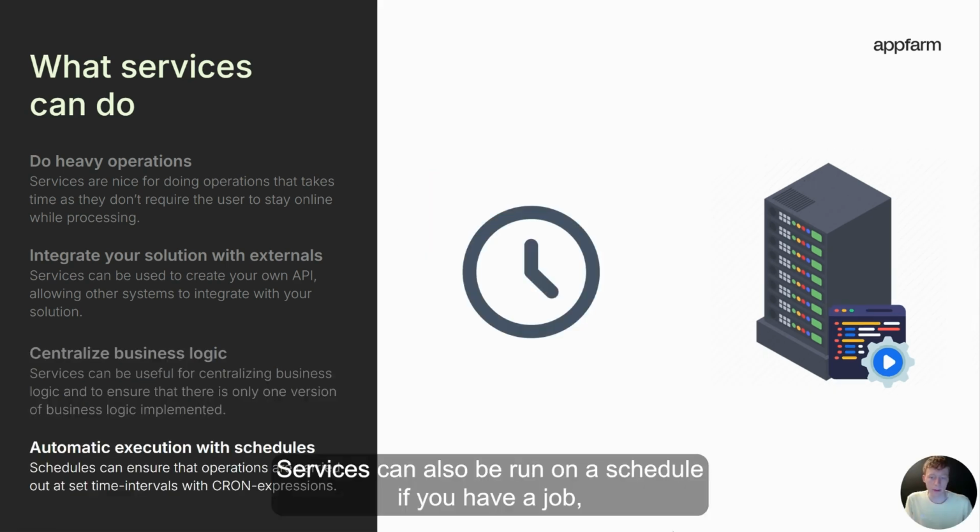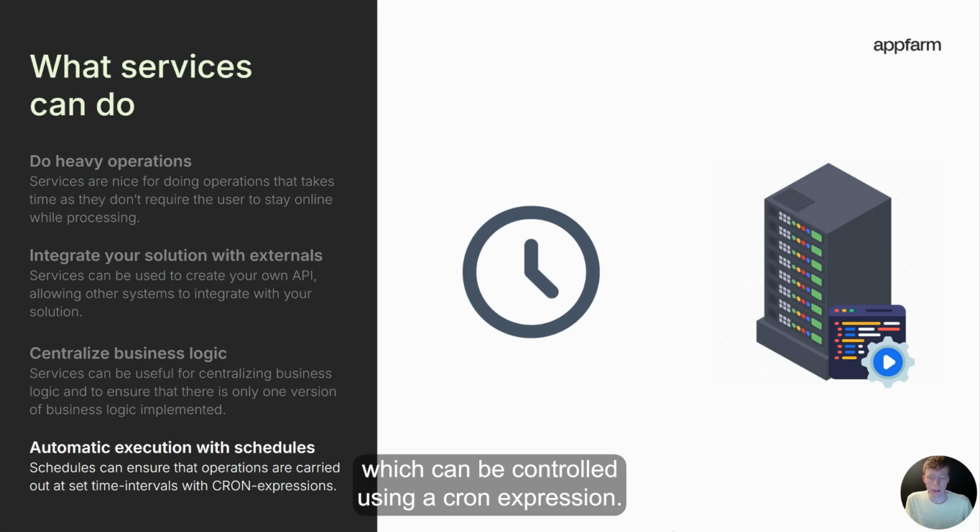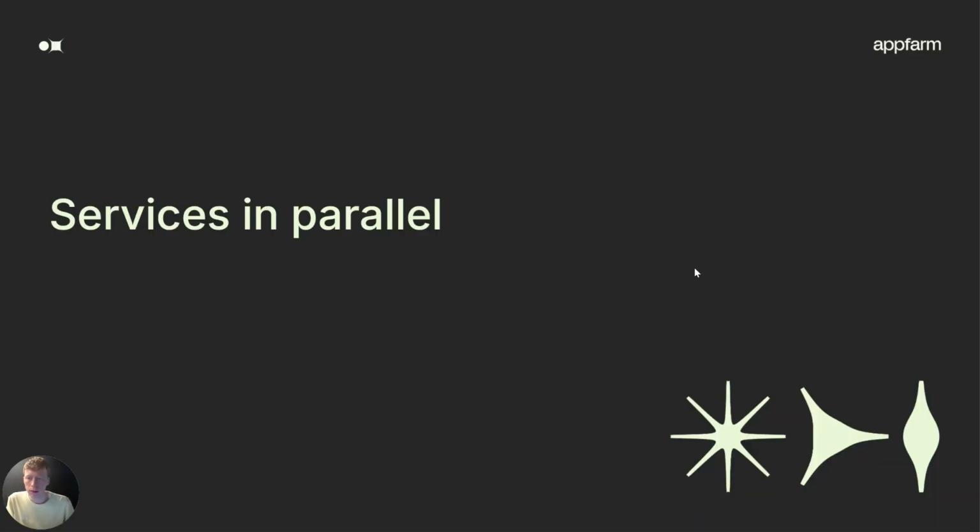Services can also be run on a schedule. If you have a job which you want to happen once per day or every hour, then you can set up a service and link it to a schedule, which can be controlled using a cron expression. Or maybe you're wondering how services can run in parallel.